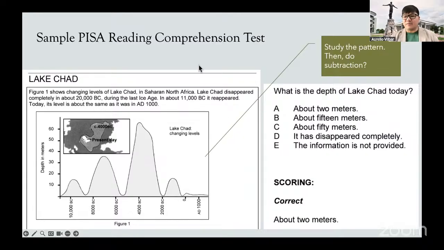Then, on the right, you can see the question. What is the depth of Lake Chad today? How will you answer this? This is a reading comprehension test. So therefore, the question says, about 2 meters. But how did we know about 2 meters?